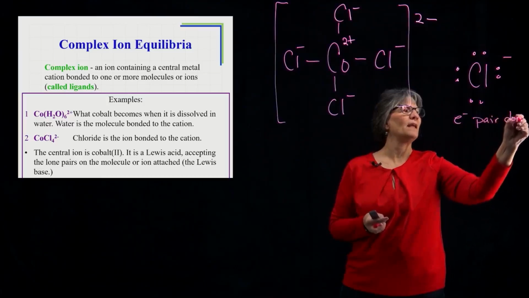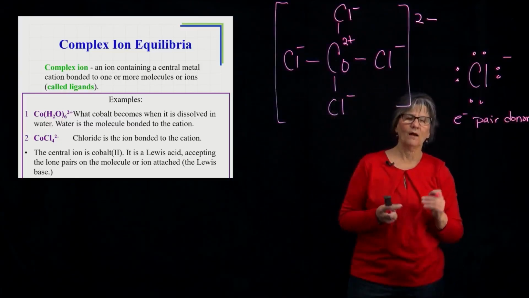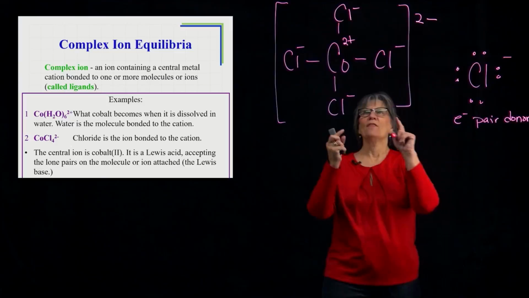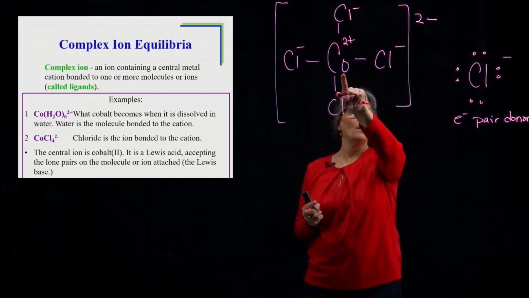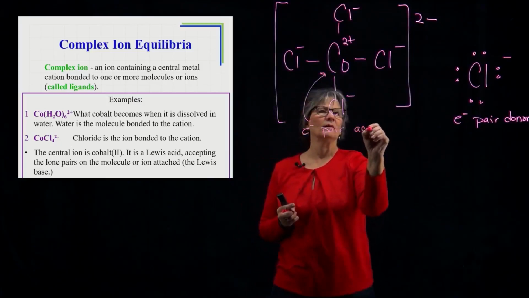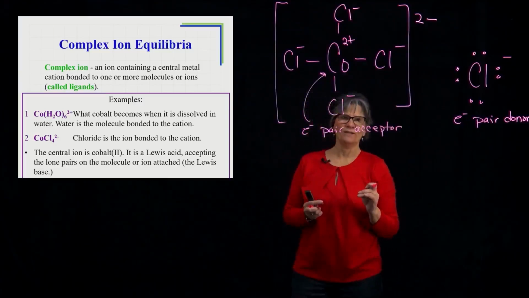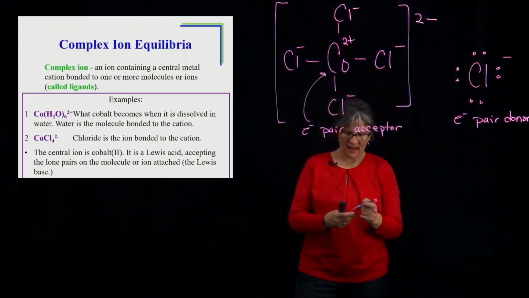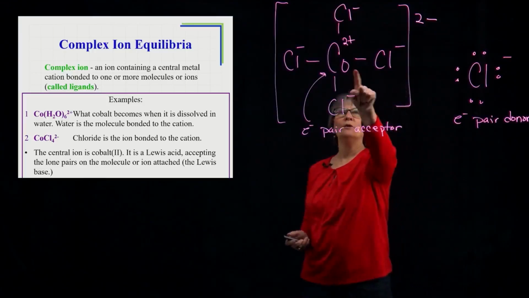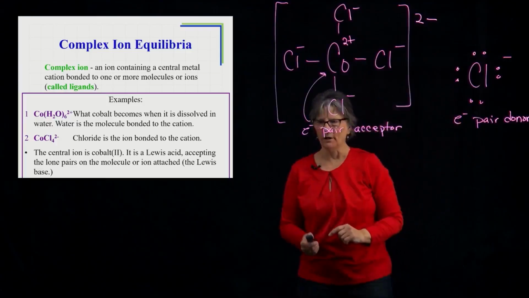And what does that make it? Okay, electron pair donor. That would be your base, right? Lewis base. That makes the cobalt the electron pair acceptor. Okay, electron pair acceptor. So that is your Lewis acid. So whenever you form a complex ion, you have a Lewis acid-base reaction in which you have a central metal surrounded by little ions or molecules.